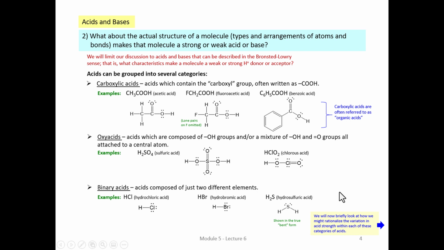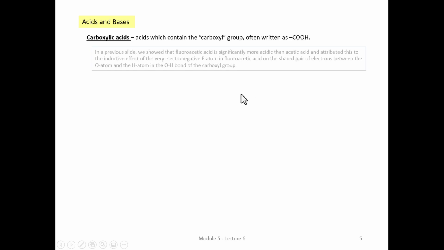Now let's briefly look at how we might rationalize the variation in acid strength within each of these categories of acids. In carboxylic acids, which contain this carboxyl group, we've shown in a previous slide that fluoroacetic acid is significantly more acidic than acetic acid, and attributed this to the inductive effect of the very electronegative fluorine atom in fluoroacetic acid on the shared pair of electrons between the oxygen atom and the hydrogen atom in the OH bond of the carboxyl group.